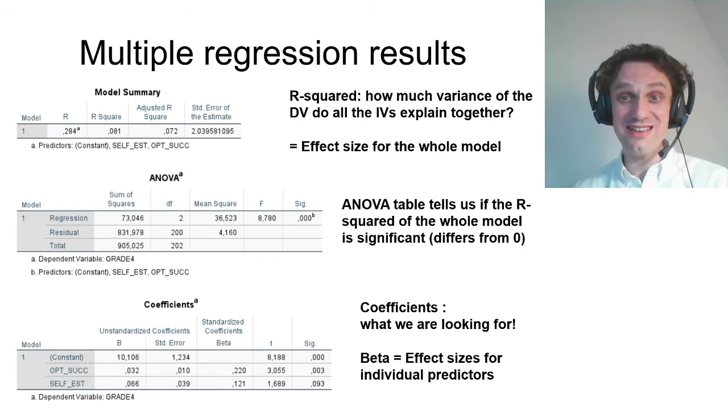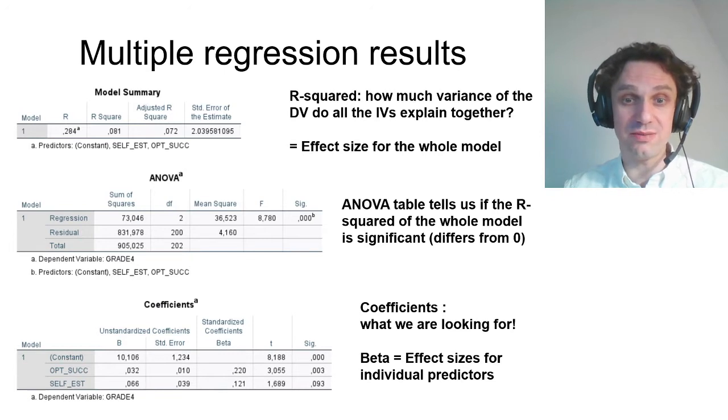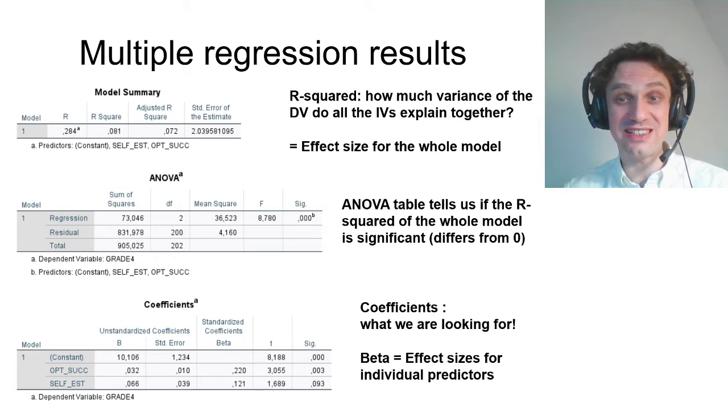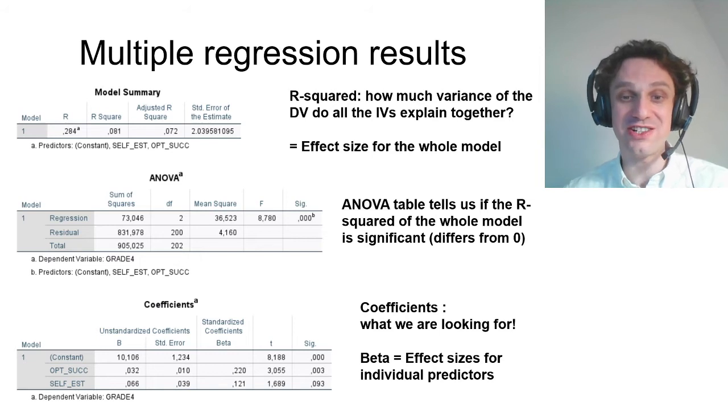So as we can see, for optimistic attribution of successes, the level of significance is pretty good. It's 0.003, so it's less than 1 in 100 chance of getting this effect by chance alone. But for self-esteem, this level of significance is 0.093, so essentially it's not significant, and probably we would want to exclude this predictor from our regression model.